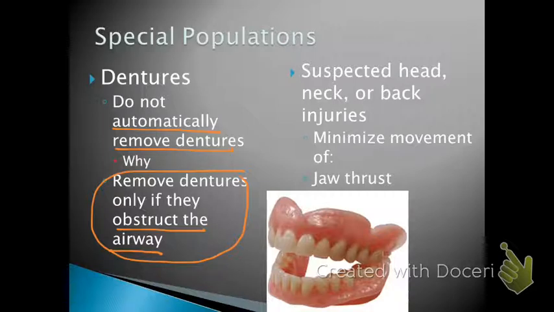Again, with suspected head, neck, and back injuries, the big deal is we want to minimize movement of the cervical spine, and so we're going to use the jaw thrust technique. We'll do this in lab.